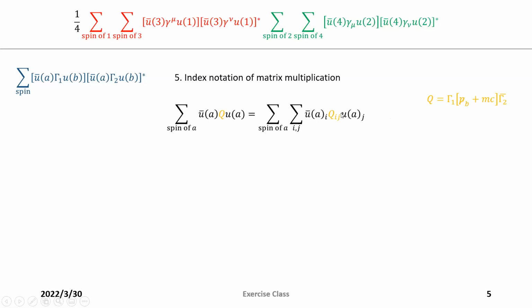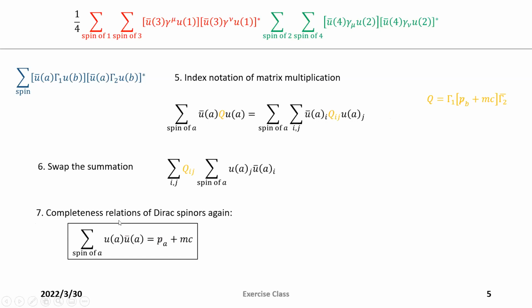And since we have used the index notations, each term is now just like a number, so we can move it around. We can move this Qij outside and consider these summations. And once again, we can use the completeness relations of Dirac spinors, but this time we consider spin of A. So substituting into this, we get this.